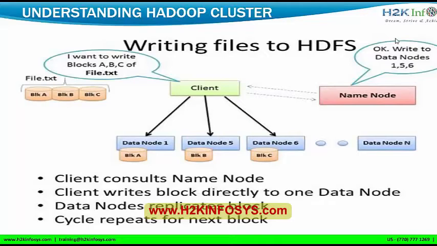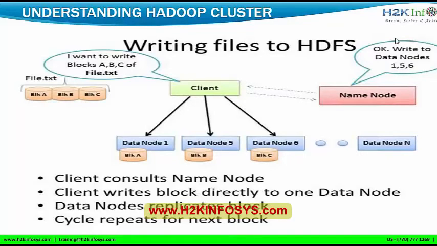Now the name node will say, okay fine, I got your requirement. Write your blocks into data nodes 5 and 6 and divide your blocks as 3 blocks with 64 KB of default size and have the replication factor as 3. That's what the name node will say.